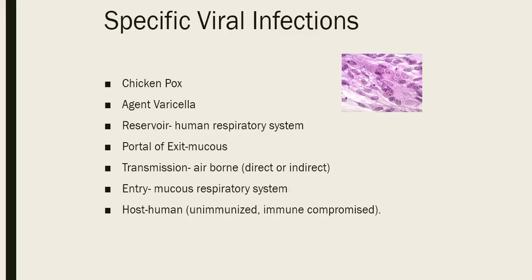The next one we're going to look at is chickenpox, and the varicella virus is the agent. There's a variety of varicella viruses. For chickenpox, the reservoir is the human respiratory system. It exits through mucus. It's airborne. It enters the host through the respiratory system, and the host is the human, and the host has to be unimmunized or immune compromised. So that covers the chain of infection for chickenpox.